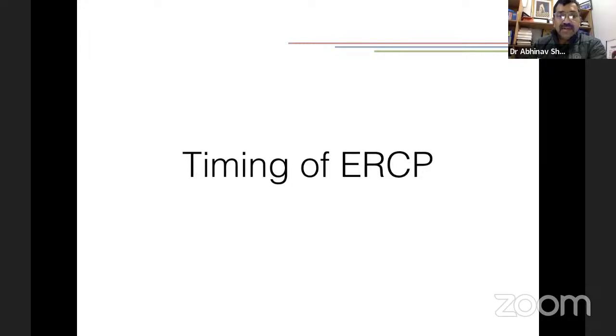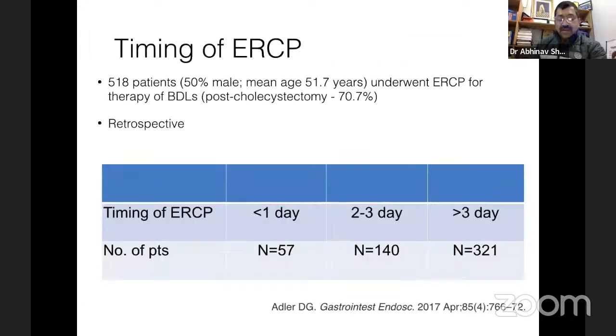Now coming to the timing of ERCP, which is my topic, there is positive data. There is no meta-analysis, and the number of studies is limited. So I will quote whatever studies are available one by one. This study is from USA, around 500 patients, post-cholecystectomy leak in 70%, and this was retrospective data collection.